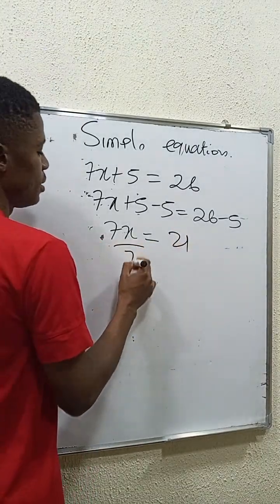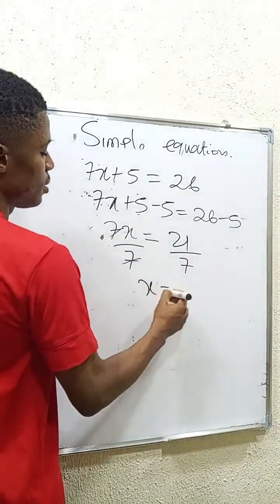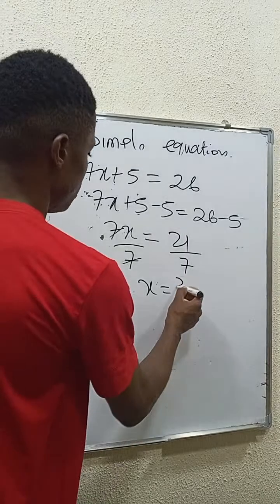So divide by 7, divide by 7. We divide by 7, x is equals to, what is 21 divided by 7? 21 divided by 7 is 3.